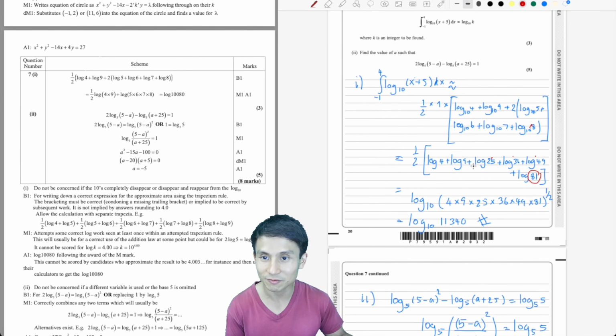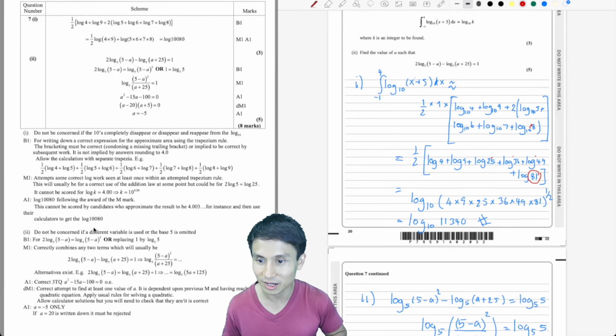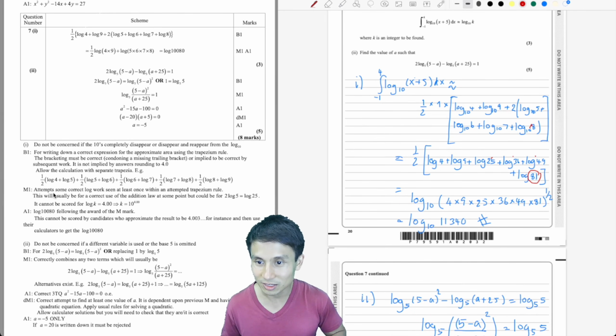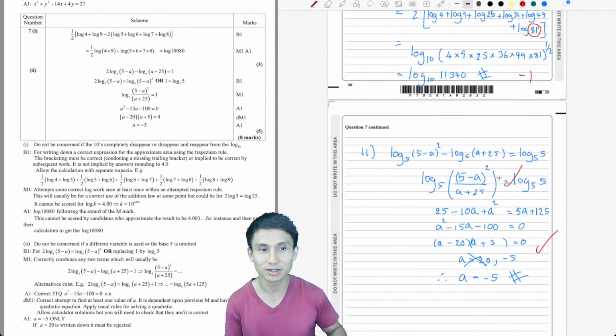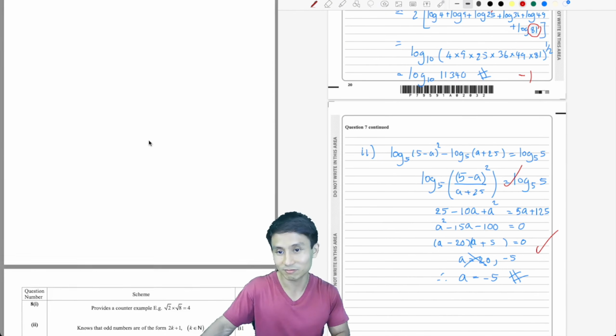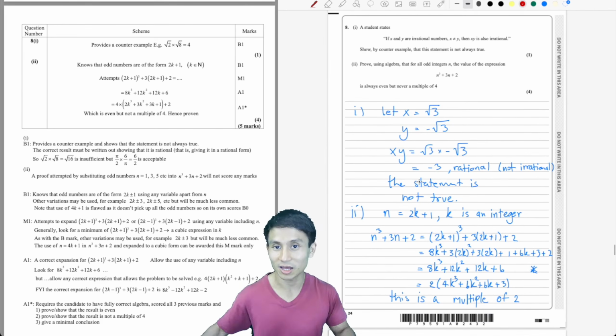So I think I got the first mark. Let's see if I do get the method mark for 7i there. Attempt some correct log work seen at least once within an attempted trapezium rule. This will usually be for correct use of the addition law. Yeah, okay, I did attempt that, but I didn't get the right accuracy here, so I lose 1 here. And then A was -5, so that was fine. I have now lost 5 marks. If I go any further than that, I think I'm not going to get 100 now, guys.